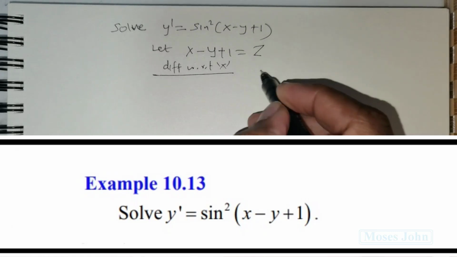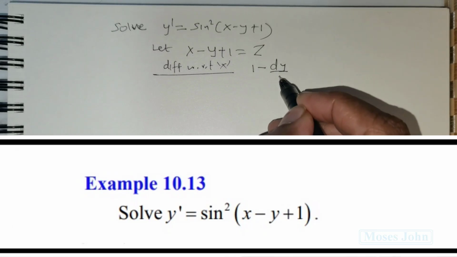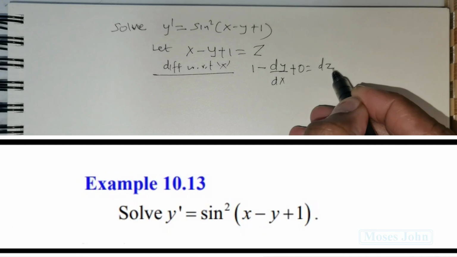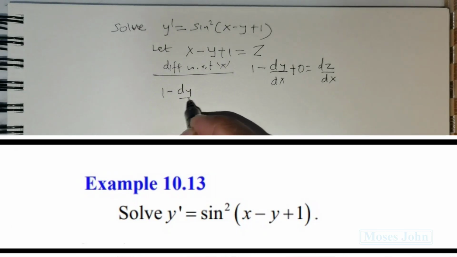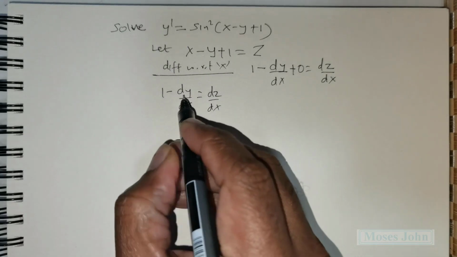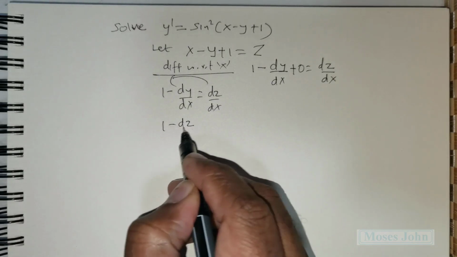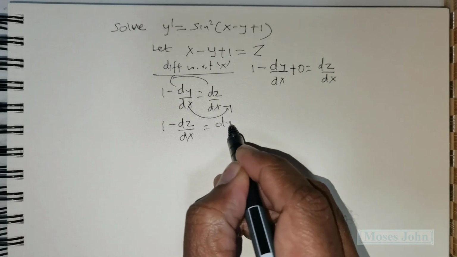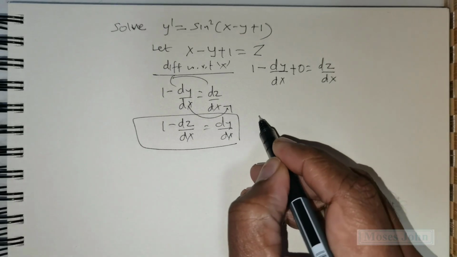So this would give me 1 minus dy over dx plus 0 is equal to dz over dx. This can be rewritten as 1 minus dy over dx is equal to dz over dx. I need dy over dx, so I will move dz over dx and then move out dy over dx. So this is the substitution that I would be using.